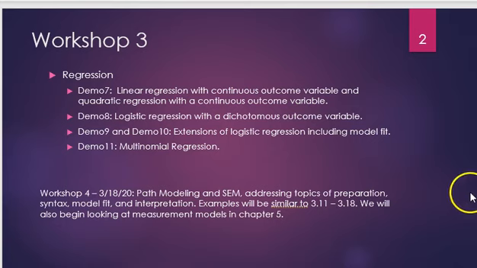Here are the examples that we're going to be working on in this workshop. I have 4 demos. One of them will address linear regression with continuous outcomes and also a quadratic regression with a continuous outcome variable. One will be on a logistic regression where the outcome variable is dichotomous. 2 will provide extensions of logistic regressions, including model fit. And then the last one will be a quick look at a multinomial regression.